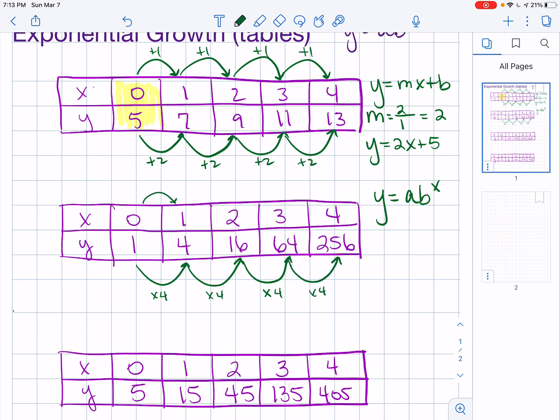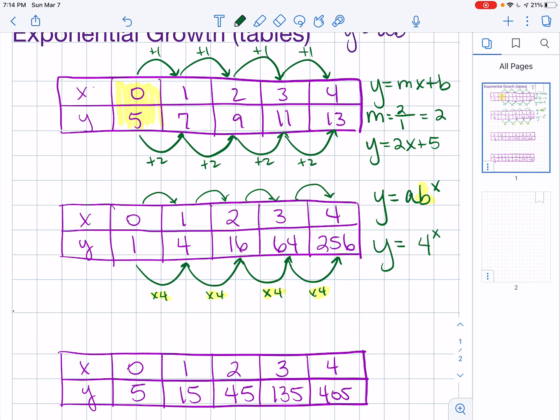And again, I check my x values, and I can see that they're still increasing by 1 each time. So when we look at this formula that we're going to use here, the b value is going to be your growth factor, okay? So it's like your base. And our growth factor is going to come from this number here, which is how my problem is growing based on multiplication. So I'm going to have y equals something times 4 to the x power.